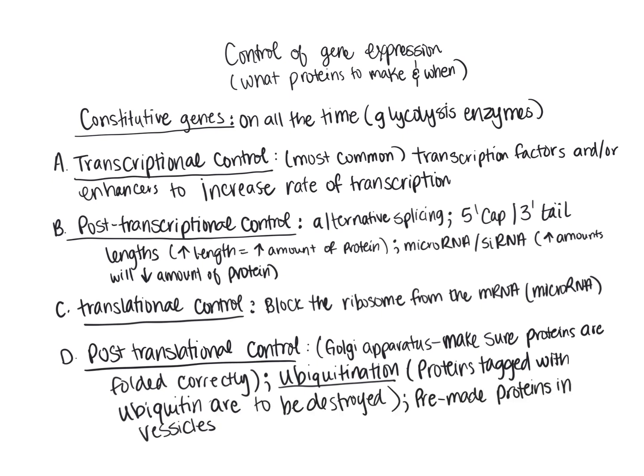The last type of post-translational control is having proteins already pre-made and packaged into vesicles. This way, when it's time for the proteins to be released or secreted or fused with the plasma membrane, they are much quicker and faster because they were already pre-made and loaded up into vesicles just waiting for the signal.